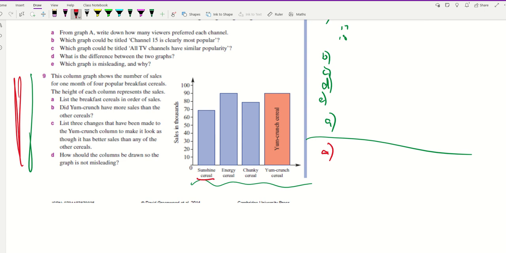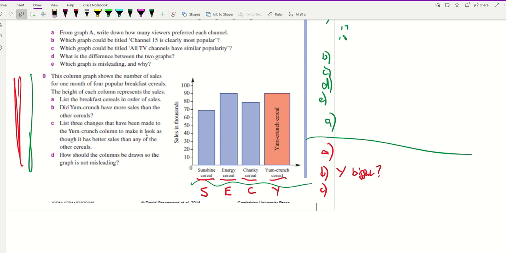So down here, reading them out, that's Sunshine cereal, Energy cereal, Chunky cereal, and Yum Crunch cereal. So you need to list them. I might just go S, E, C, and Y. So when you're listing them, just use those letters, and then you just need to list them in the order of sales. B, did Yum Crunch have more sales than the other cereals? So is Y the biggest, yes or no? You have to answer that question. Have a look at them carefully.